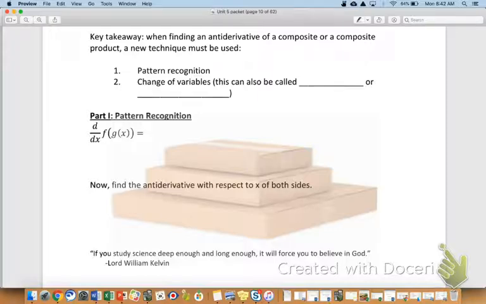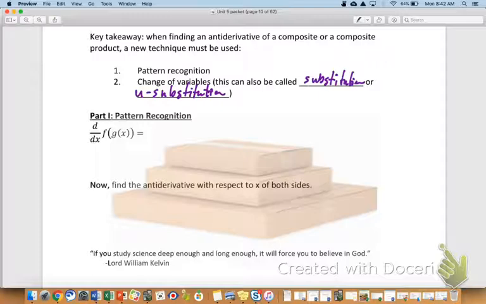So the two ways are, number one, pattern recognition. And because you guys have done a lot of chain rules, I'm guessing you're probably going to be pretty good at pattern recognition. And then the other one is called change of variable. And this can also be called substitution, or sometimes I'll refer to it as U substitution. The letter U is not particularly important. It's just the letter that seems to show up a lot. So I thought I would help you guys a little bit with pattern recognition here today, and then later on this week and on into next semester, we'll look a little bit more at the change of variables.